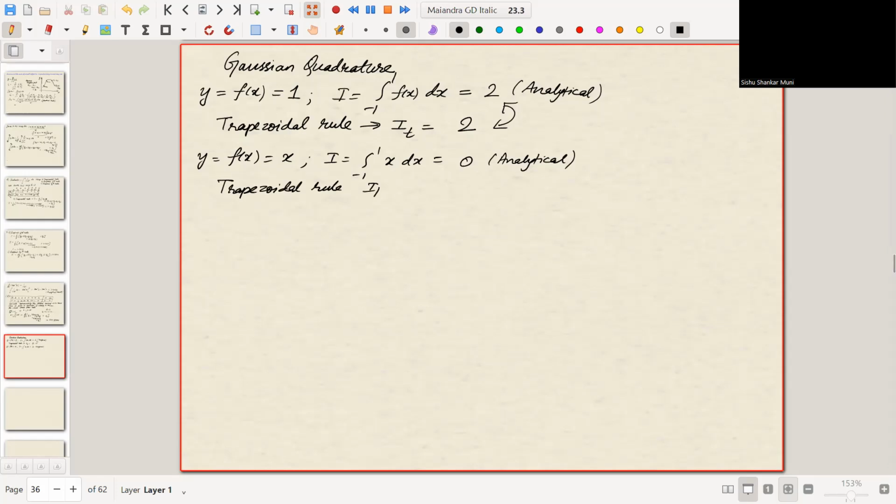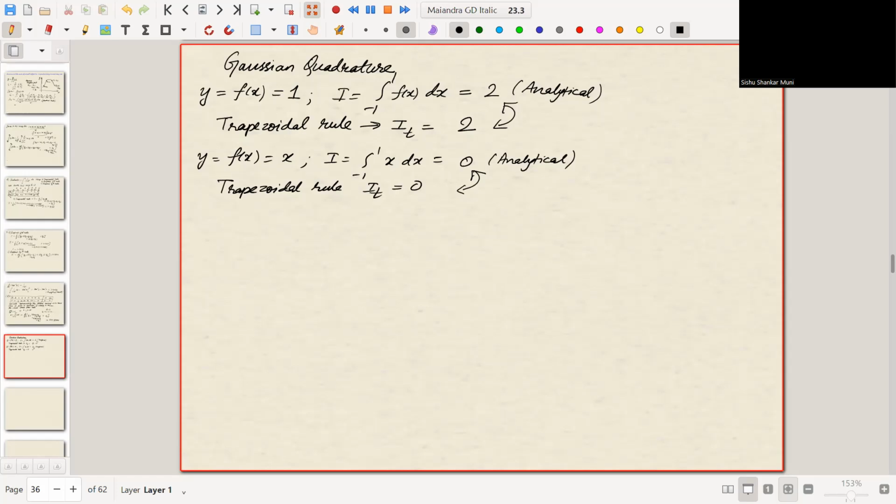Check using the trapezoidal rule also, you will get 0. Again, both are the same. Analytical and numerical results are the same. So now you are getting some more knowledge about the trapezoidal rule: if you are using a constant function or a linear function, then the analytical and trapezoidal rule are giving the same result.